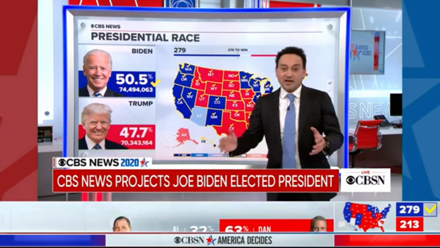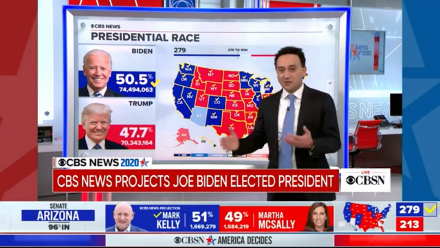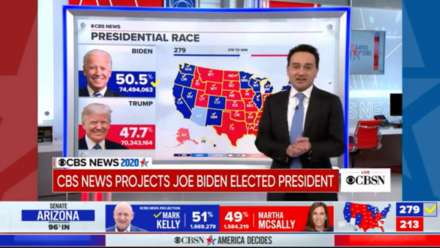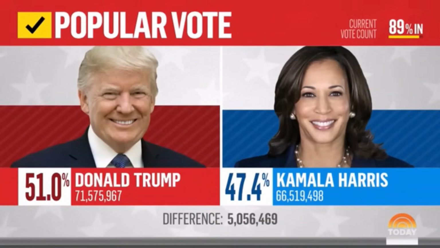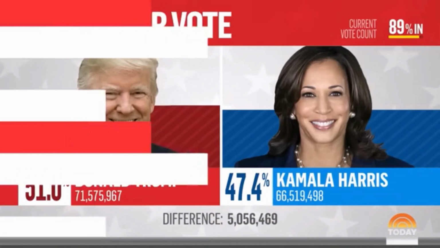En la elección presidencial de 2020, 81 millones de personas votaron por Joe Biden. Y en la elección presidencial de 2024, 66 millones de personas votaron por Kamala Harris.